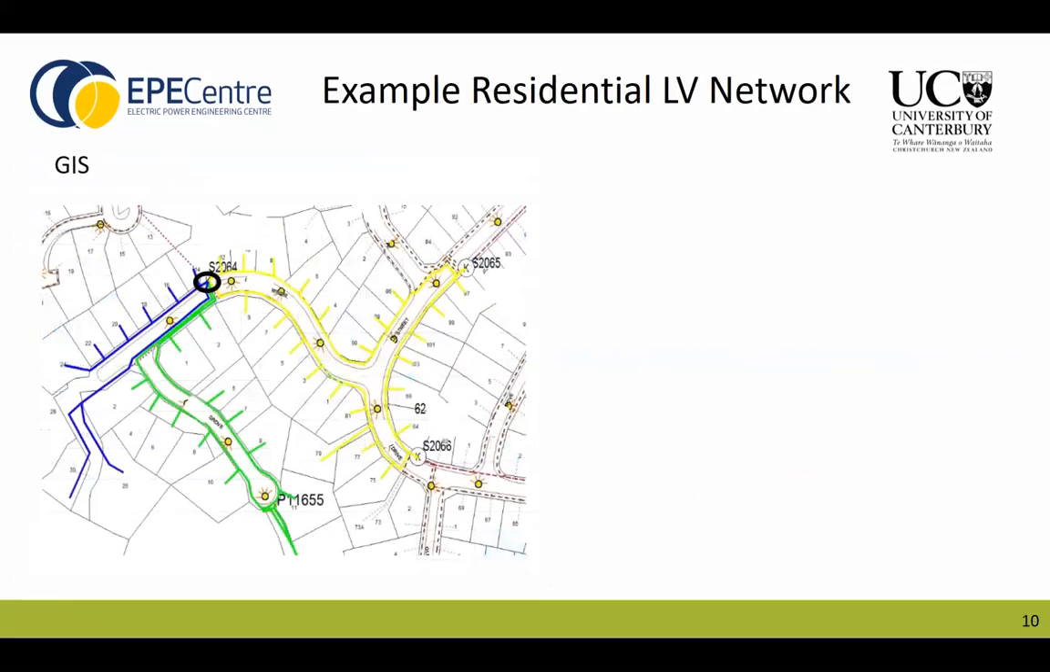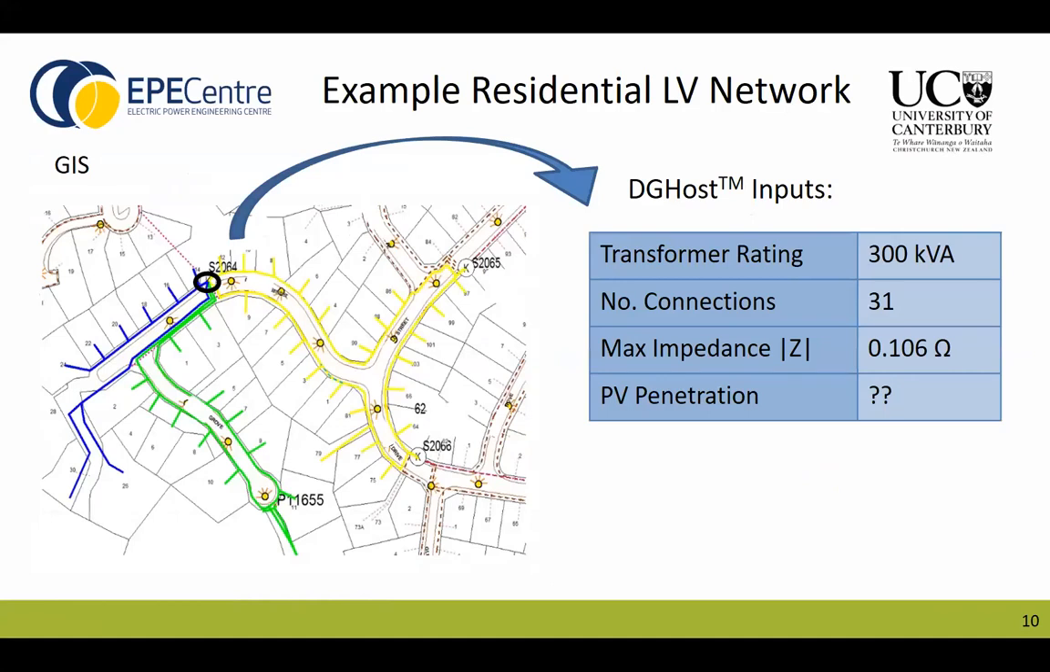So just to go through an example, this is a GIS of an EDB's network who we were talking to about hosting capacities. If you look at the black circle, that's where the transformer is. We've got the blue and green and yellow as different feeders that feed into that transformer. There's actually some other transformers over here. So it's very easy to look at the inputs and determine what the transformer rating is, the number of connections, and maximum feeder impedance.